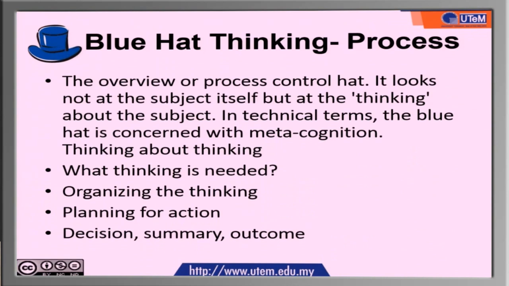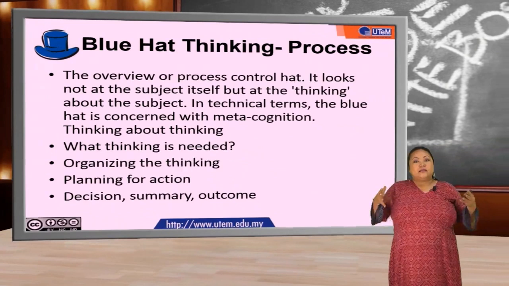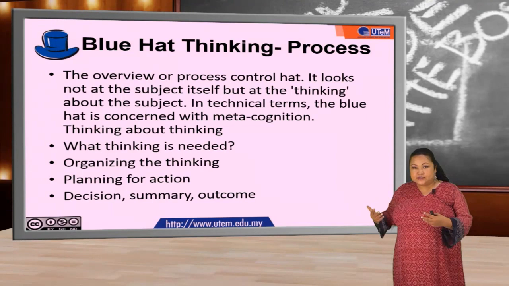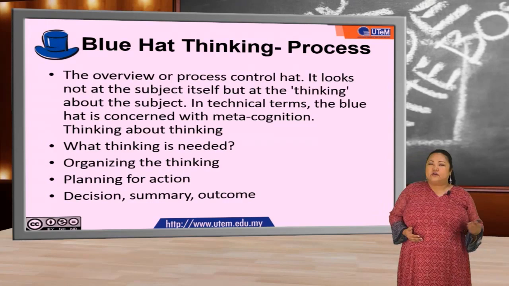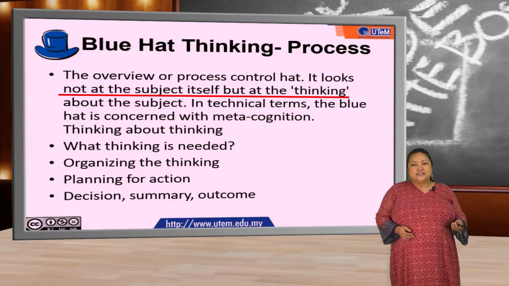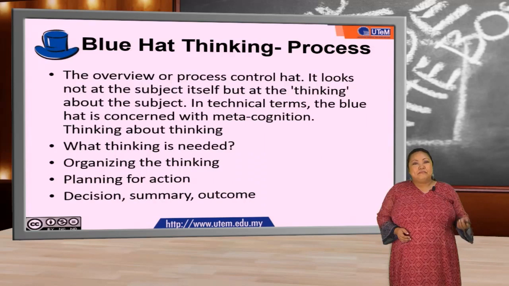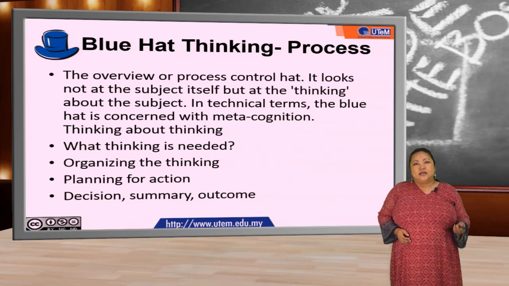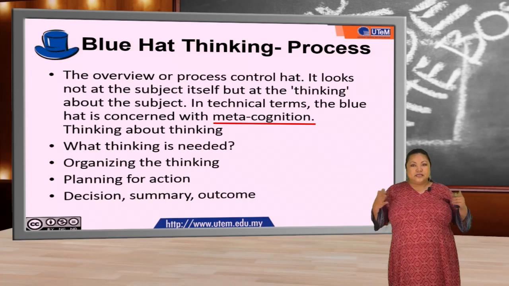Now, of the six thinking hats, this is very important. This is the only hat that focuses on the process. It means that this hat does not talk about the subject. This hat talks about how we are going to discuss this subject. This is an overview or process control hat. I call it the boss hat, because I'm like that. It looks not at the subject itself, but at the thinking about the subject. In technical terms, the blue hat is more concerned with metacognition, with how to think. We are not just thinking, we are thinking about how to think. That's what metacognition means.